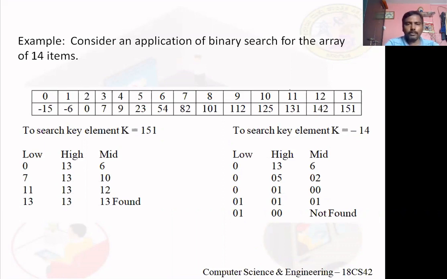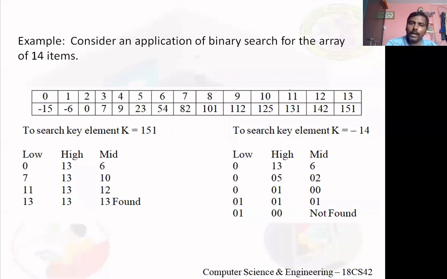Now see here. In this subarray, indices 0 through 1, I repeat, in the subarray with indices 0 through 1, that is the third step, the mid was minus 15. Key mismatch. The key was found to be greater.